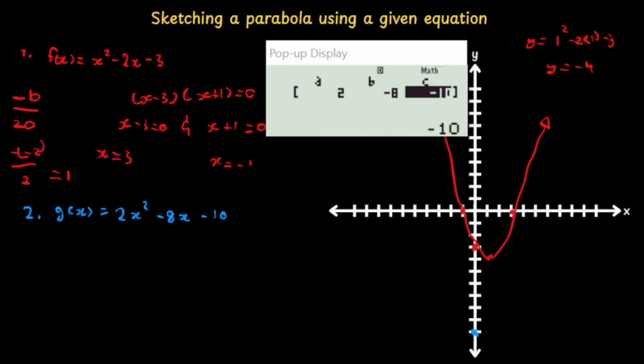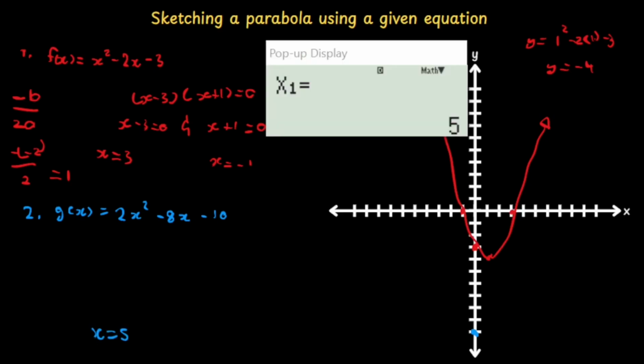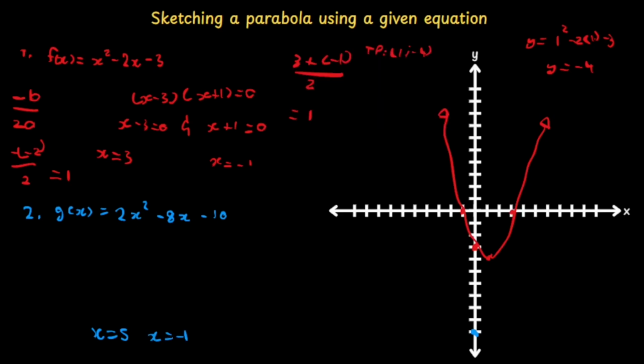And if I prompt my calculator to do the calculation by pressing equals, I can see that my first x-intercept is at x is equal to 5, and my second x-intercept would be at x is equal to -1. Okay, so I can plot that in really quickly. x is equal to 5, so that was 3, 4, 5. I will plot that in there. x is equal to -1, I can plot that in right there.